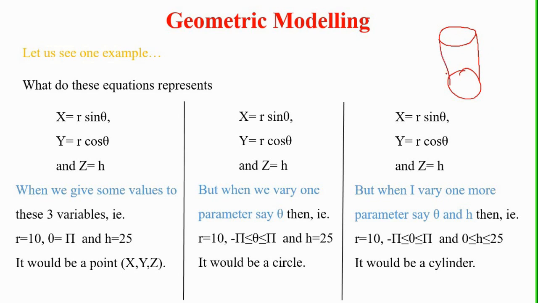Likewise here, we would get a cylinder when we vary theta and h. h is 0 to 25.